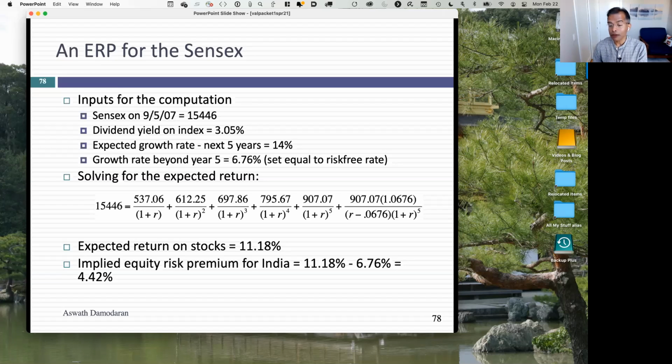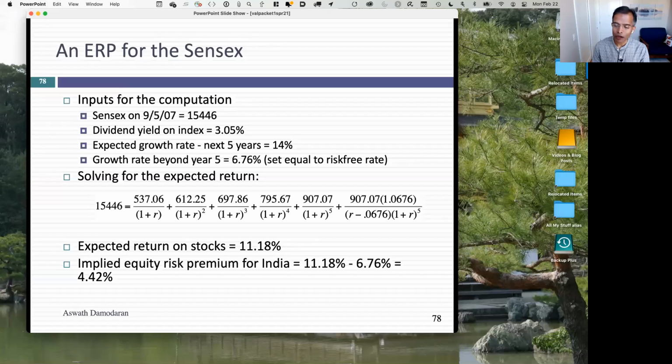This was in September 2007. I took the Sensex then, a long time ago. I took the cash flows and I backed out from the index what that expected return was. And in 2007, that number was 11.18%. You're saying, what does that mean? In September of 2007, if you bought Indian stocks, I don't know what you hoped you would make or thought you would make. Given what you were paying for those stocks, you could make 11.18%. You subtract out the risk-free rate then, which was 6.76%. My implied equity risk premium for Indian equities was 4.42%.